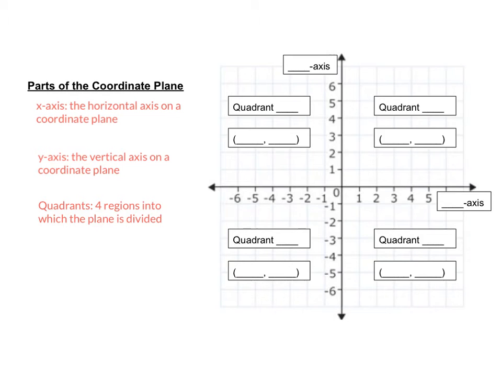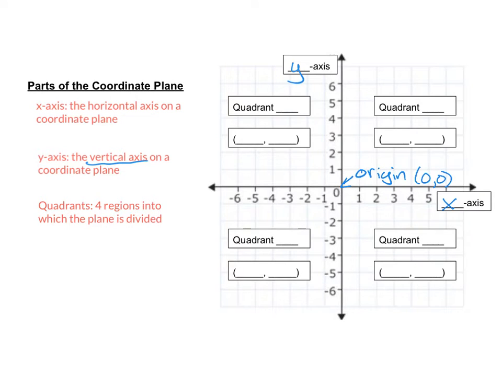When you're looking at the parts of the coordinate plane, it consists of an x-axis and a y-axis. The x-axis is the horizontal axis on a coordinate plane, while the y-axis is going to be the vertical axis, so that's going to be your up and down. So there you have your x and y axis. As these two intersect in the middle, that is going to be called your origin point, which has a value of 0, 0.